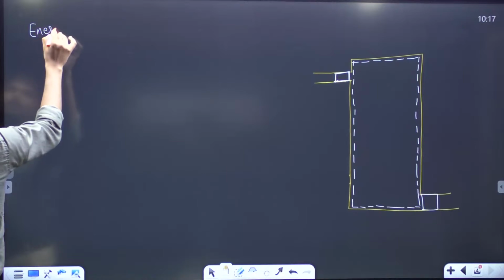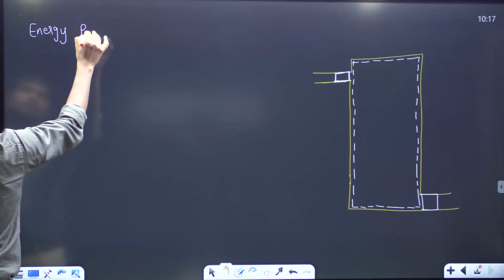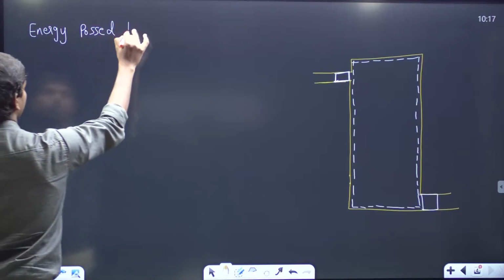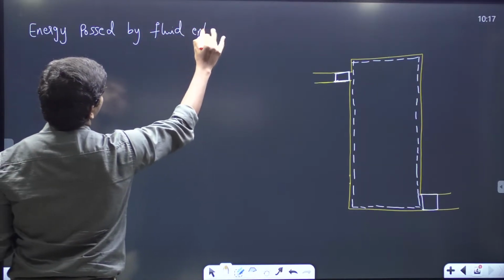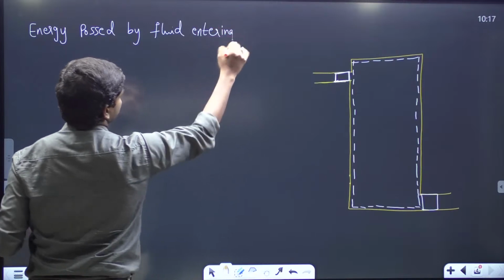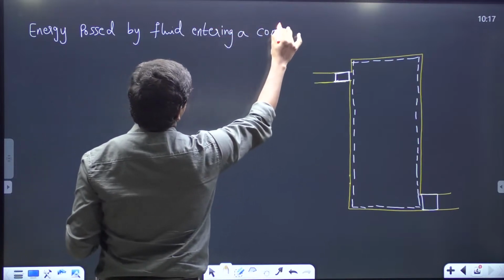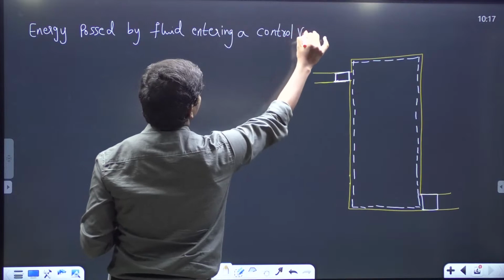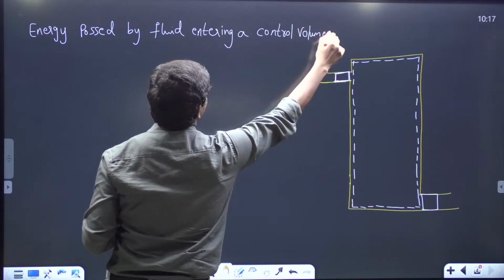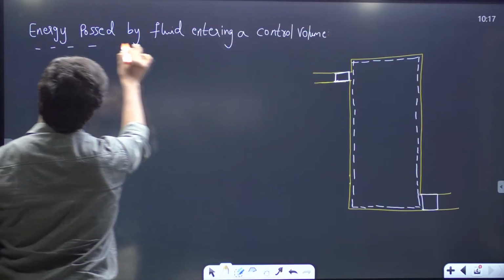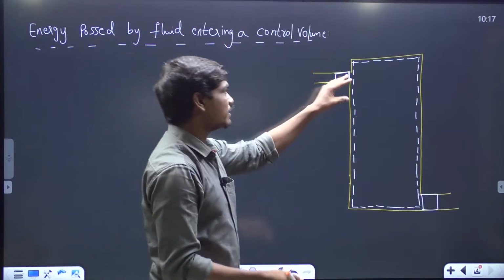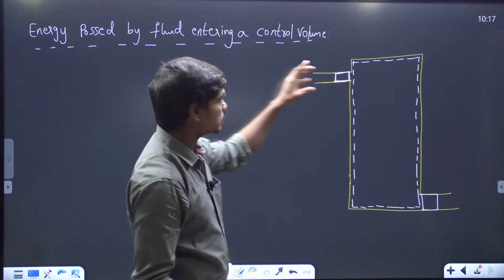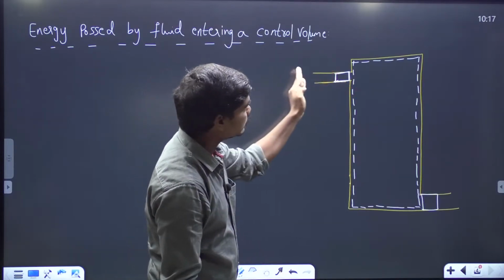Energy possessed by fluid entering a control volume. So if you talk about these things, look. We know, since generally for open system devices, we have the flow to be channelized, because here every molecule should travel in this particular direction.